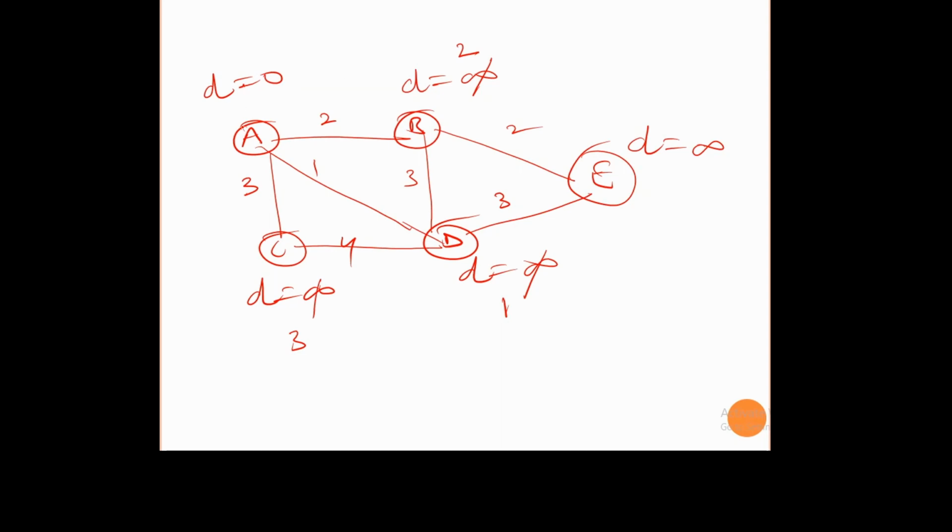Now select the vertex with the minimum distance value. B, C, D have distances 2, 3, 1, so the least cost is 1. Process this one, and its neighbor nodes that have not been processed. Let me modify this one too. Suppose it is 2. The neighbor of D is C, its key is 3, and 1 plus 2 is also 3, so there will be no change. The neighbor node of D is B, its key is 2, and 1 plus 3, so there will be no change. Its neighbor node is E, so 1 plus 3, that will be 3.